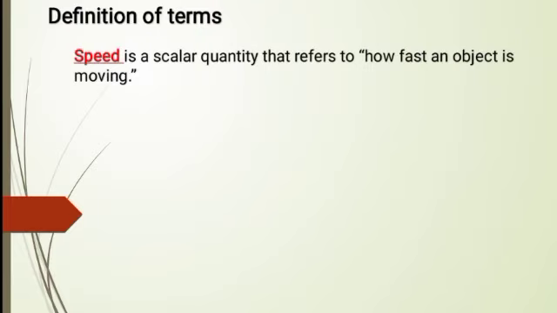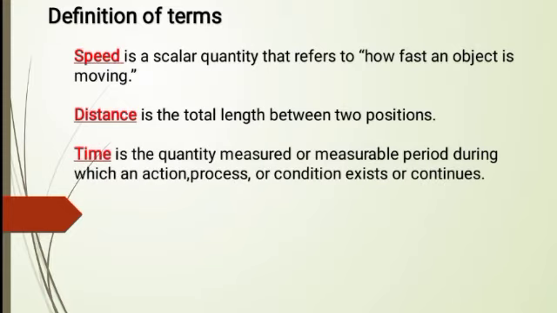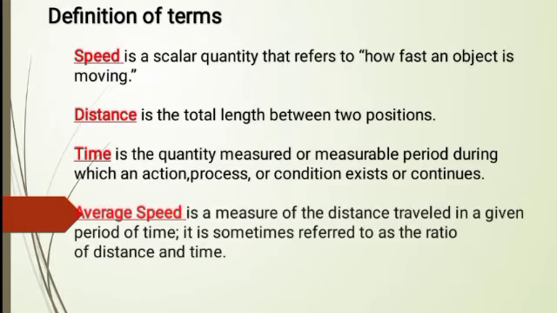Now let us have the definition of terms. So what is speed? Speed is a scalar quantity that refers to how fast an object is moving. Distance is the total length between two positions. Time is the quantity measured or measurable period during which an action, process, or condition exists or continues. And average speed is a measure of the distance traveled in a given period of time. It is sometimes referred to as the ratio of distance and time.